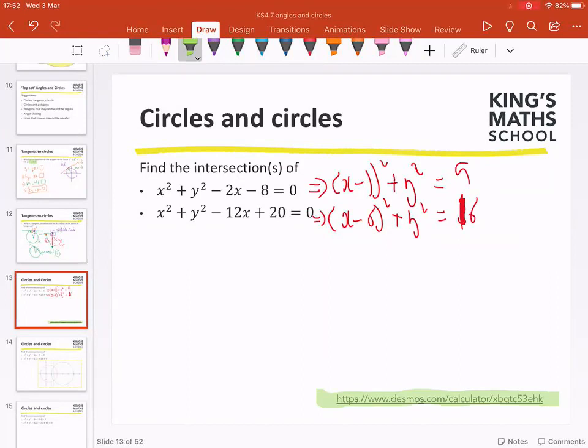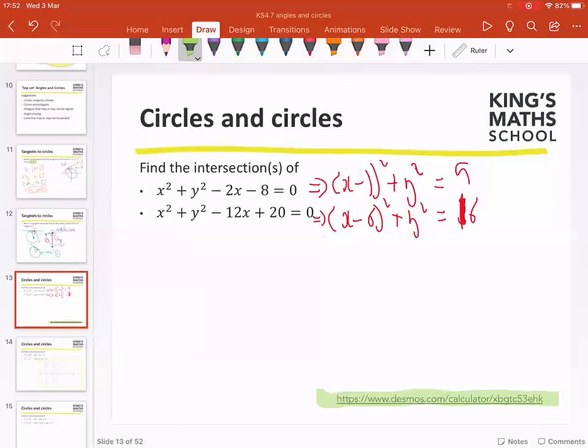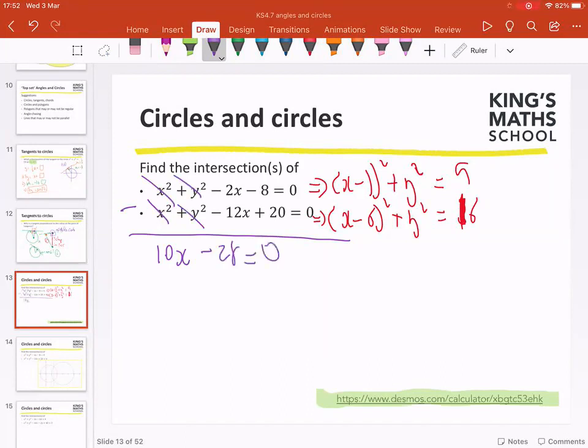But in the end, you want them to realise that the picture looks like that. You've got a circle centre 1, 0, radius 3, and a circle centre 6, 0, radius 4. OK, so let's find where they intersect, i.e. let's solve them simultaneously. Well, this is quite nice and easy, so we just subtract. So I'm going to get negative 2x subtract negative 12x is 10x. And I'm going to get negative 8 subtract negative 20 is negative 28. And so I get x is 2.8.